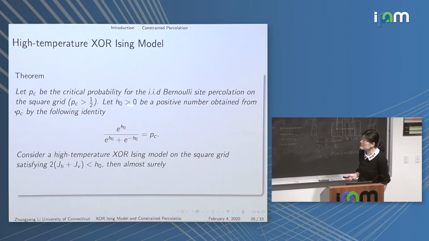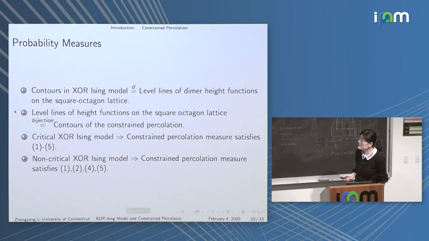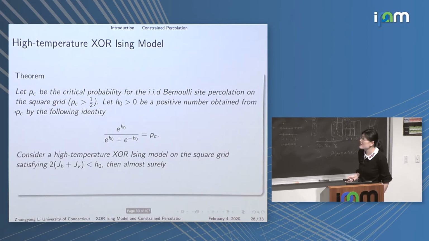Okay, then we have such a theorem. Because we have already shown that for the constraint percolation measure satisfying all those conditions 1 through 5, almost surely there are no infinite clusters and there are no infinite contours, we can obtain the same result for the critical XOR Ising model. For the non-critical XOR Ising model, they satisfy all the conditions except that the primal contour and the dual contour have different distributions.